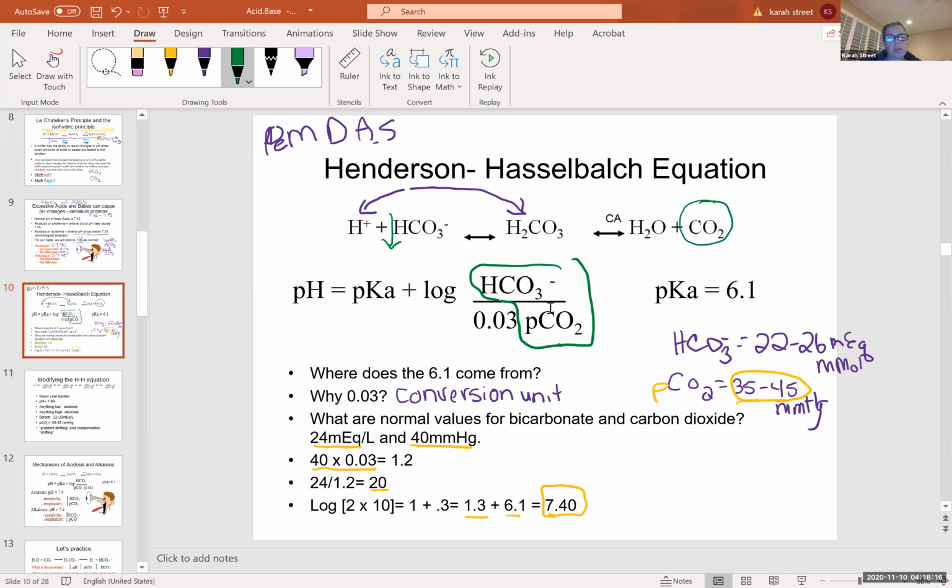If my patient's pH is higher than 7.40, that's alkalosis. How can my patient get there? Too much base, which would be a bicarbonate level greater than 26. Or too little acid, which would be a CO2 level less than 35.